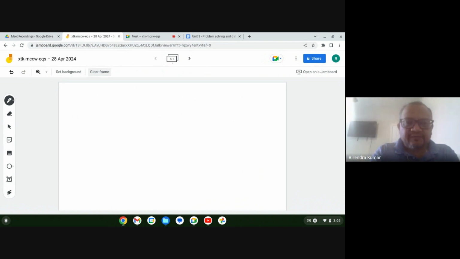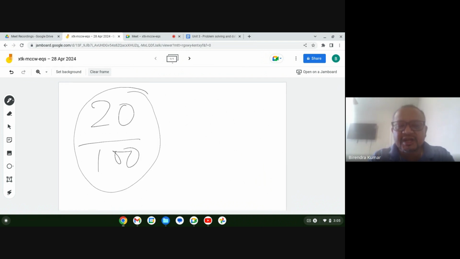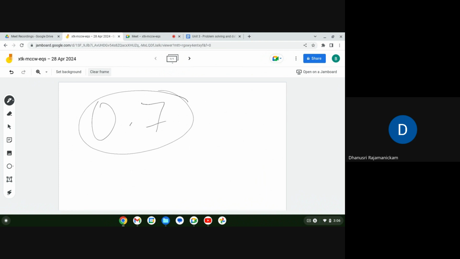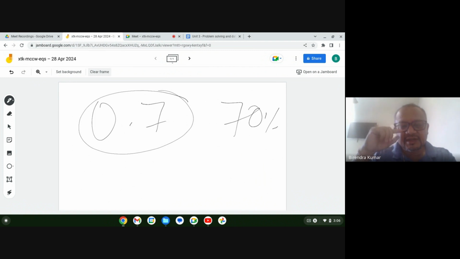So if you have to convert 20%, you're saying 20 by 100. If you have to write that in decimal, how much will that be? 20 by 100, that is 0.2. I mean, this is just one part of it. So if somebody says 0.7, convert 0.7 into percentage, how much will that be? 7%? Oh, 70%. So you have to always ask, how do I get 100 in the denominator?